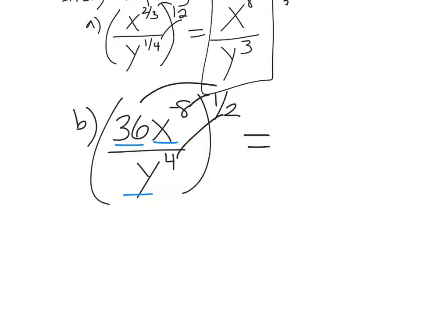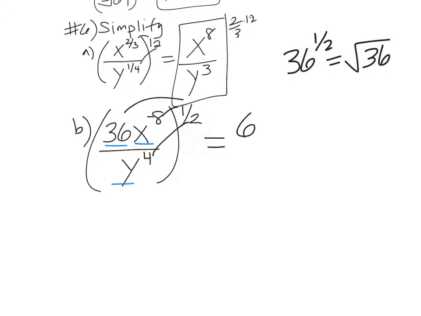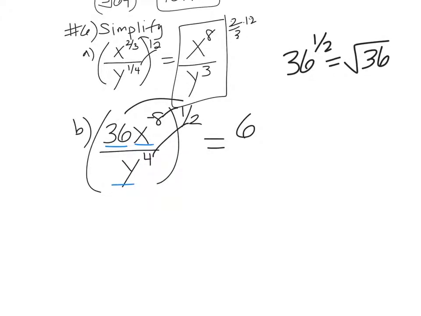36 to the 1/2 is? It's 6. Remember what 36 to the 1/2 is? It's the square root of 36, which is 6. I know you have to square it. Numbers work differently than exponents. That's a number. That's 36. The exponents have their own rules that they follow.